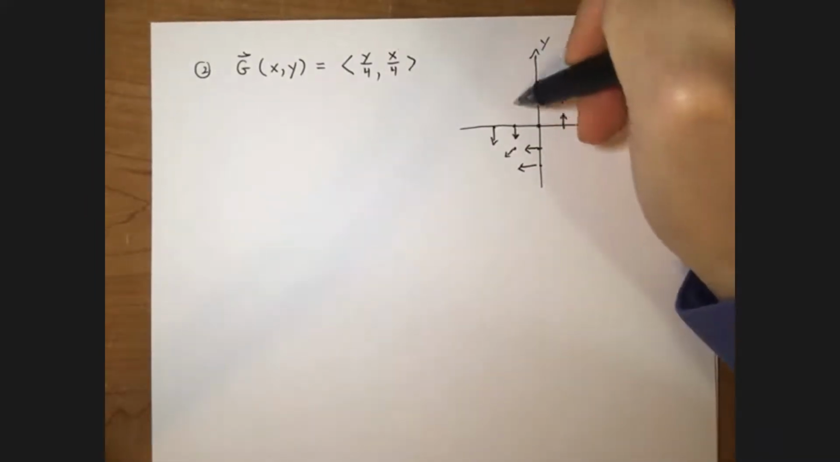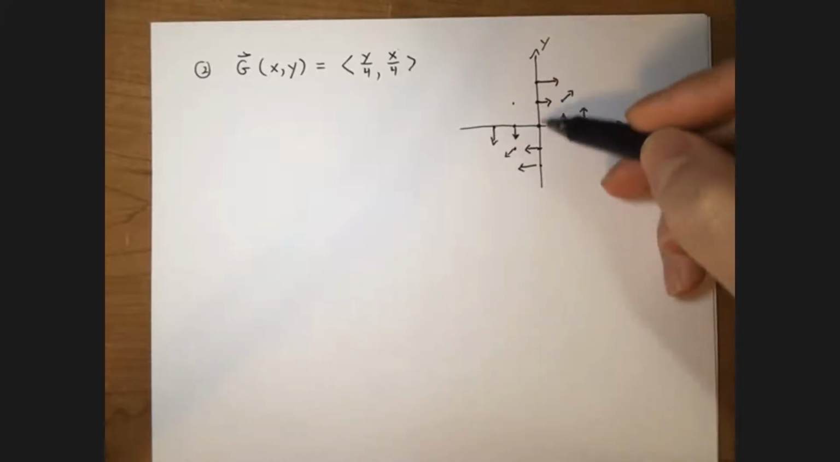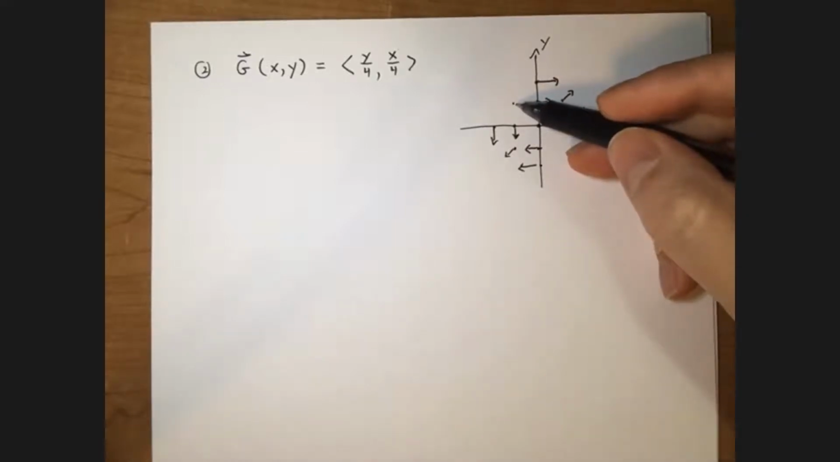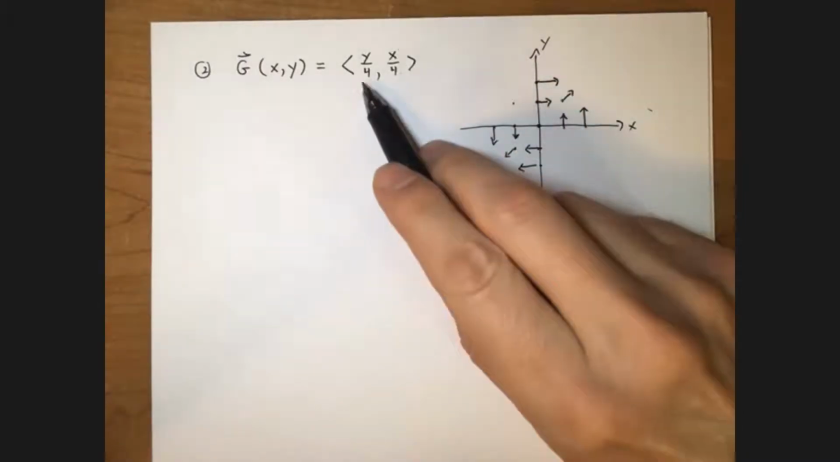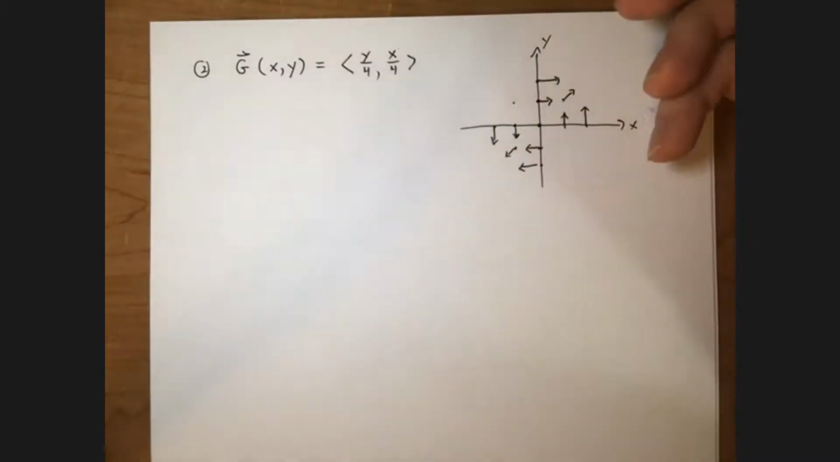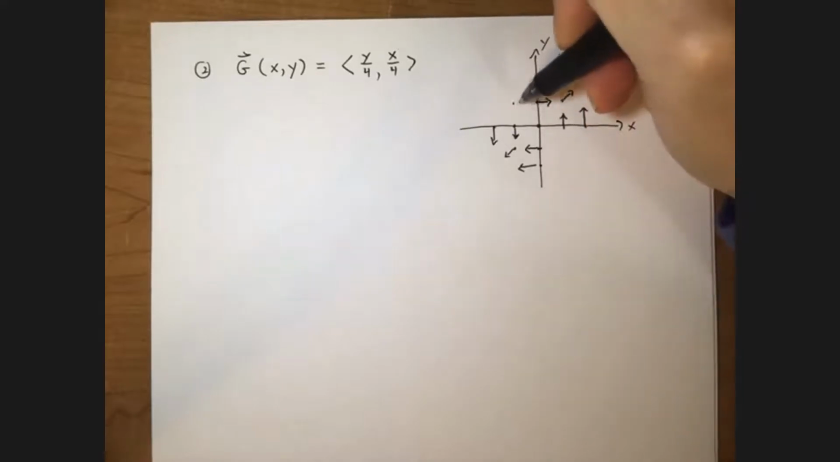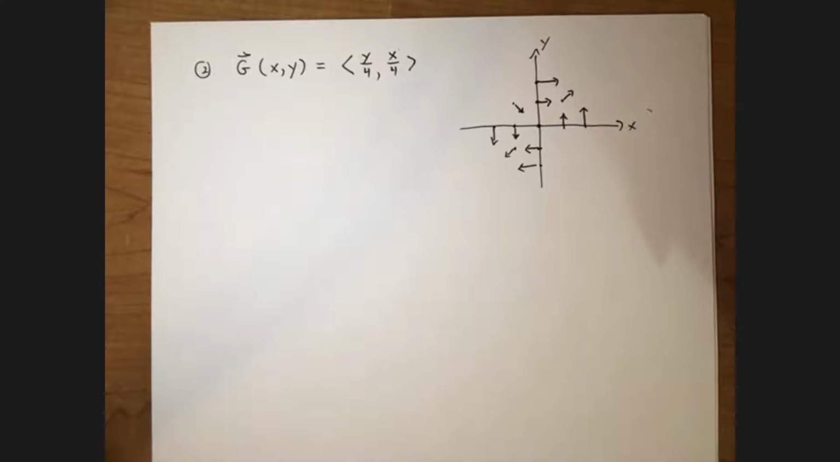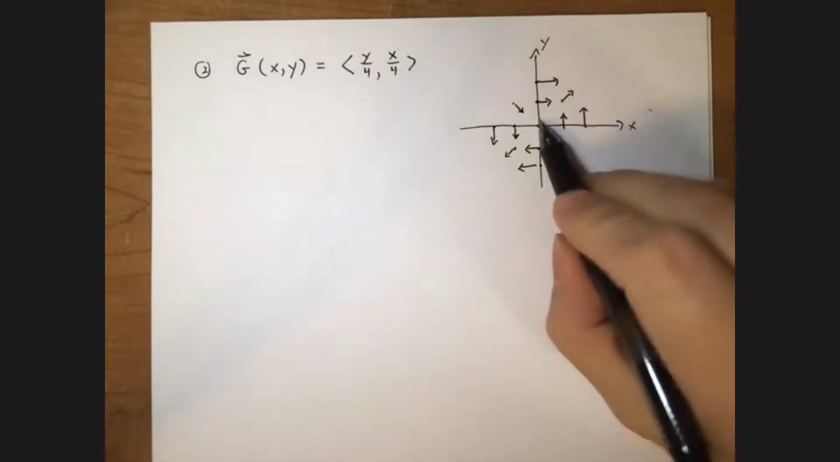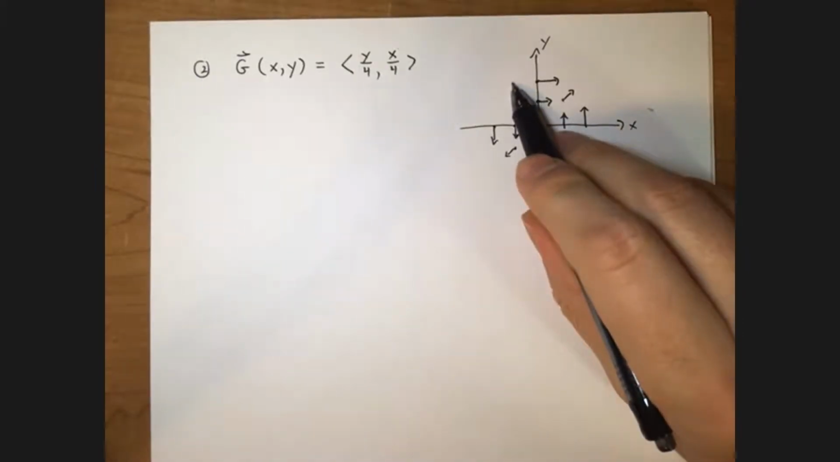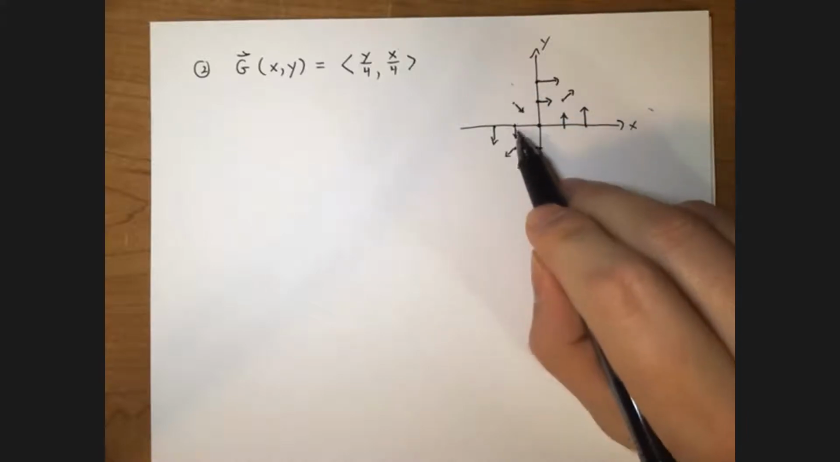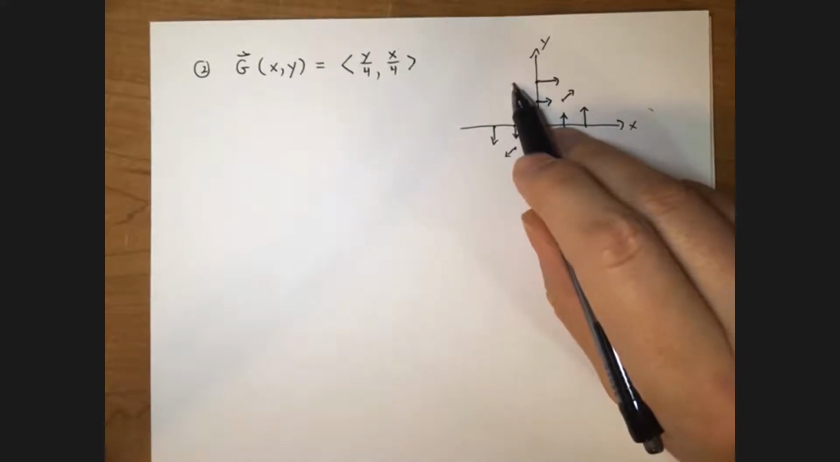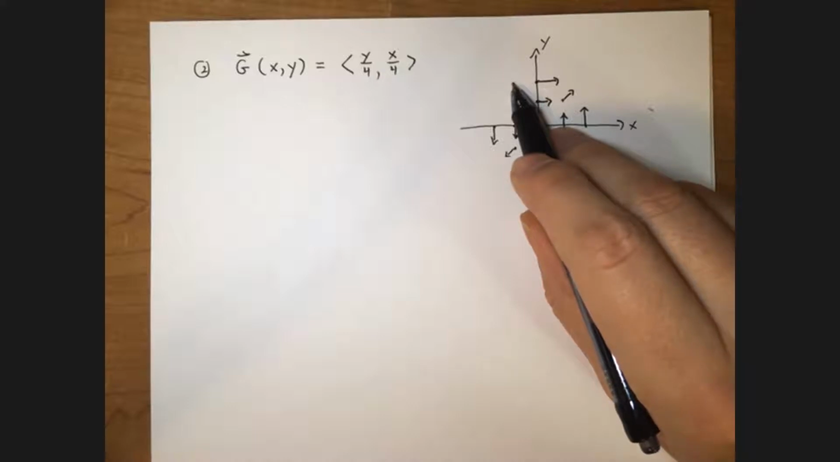What's happening over here? If I go to -1, 1, so x is -1, y is 1, now I have 1/4, -1/4. So now I'm pointing down this way. That's kind of different. If I go to the point -1, 2, so x is -1, y is 2, I get 1/2, -1/4.